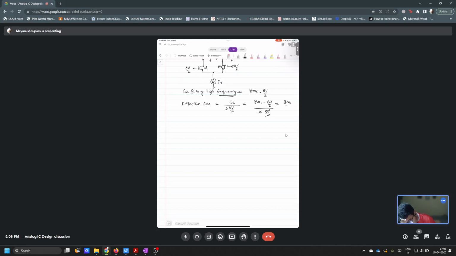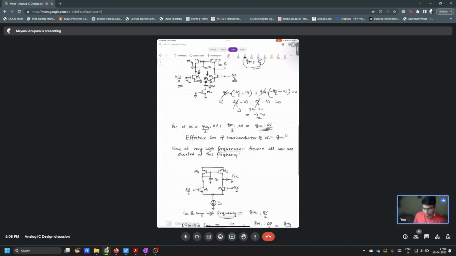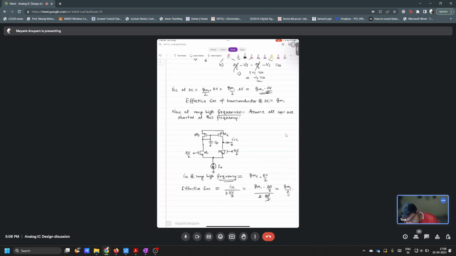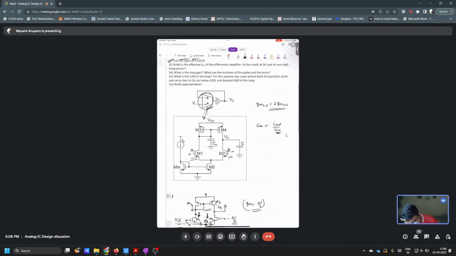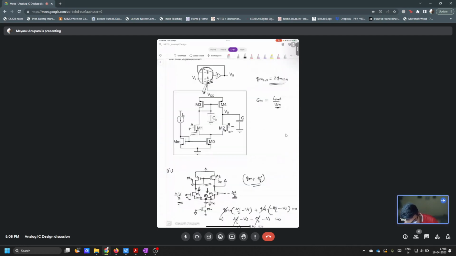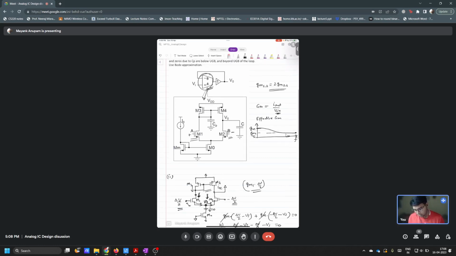Yes, sir. So you understood what is the problem with this capacitor? I mean, what does this capacitor do here? Lowering the GM, correct. So the effective GM of the steady state circuit, if you plot effective GM versus frequency, what will it look like? You start at a very high value, and then after some time it will look like this. This is GM1 by 2, and this is GM. Yes. So now let's move on.